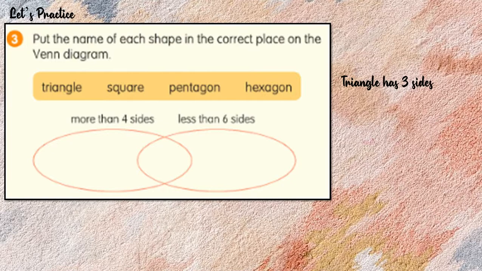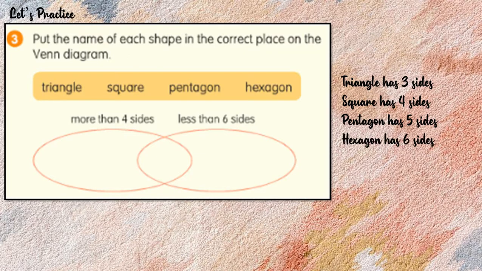Triangles has 3 sides. Segitiga memiliki 3 sisi. Square has 4 sides. Segi empat memiliki empat sisi. Pentagon has five sides. Pentagon memiliki lima sisi. And hexagon has six sides. Hexagon memiliki enam sisi. Now, please classify it.